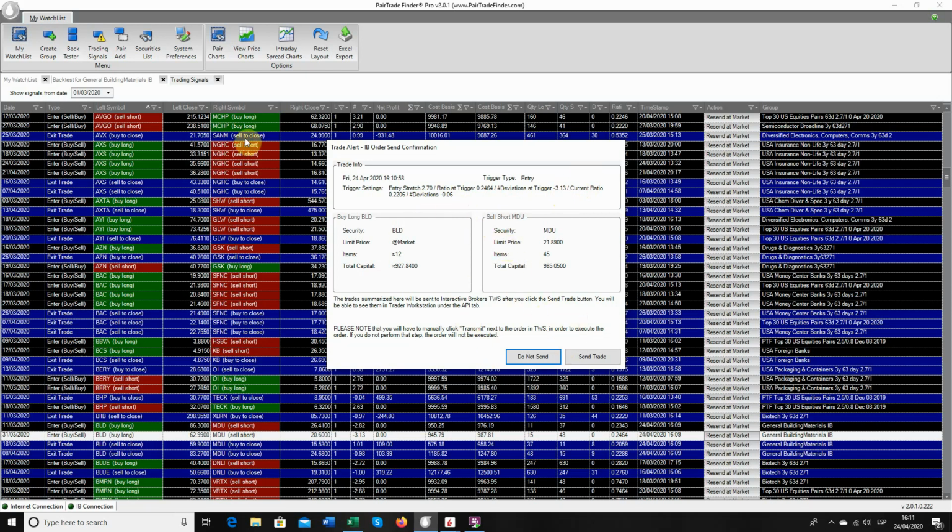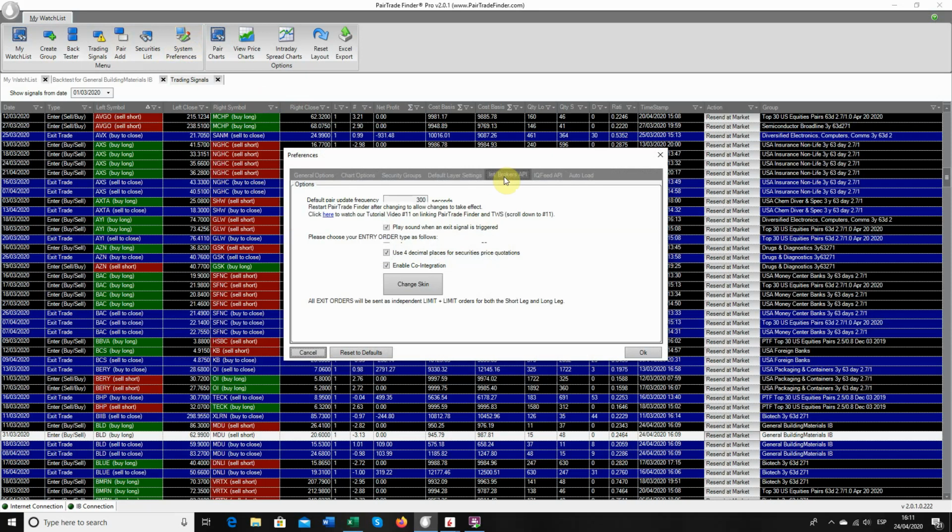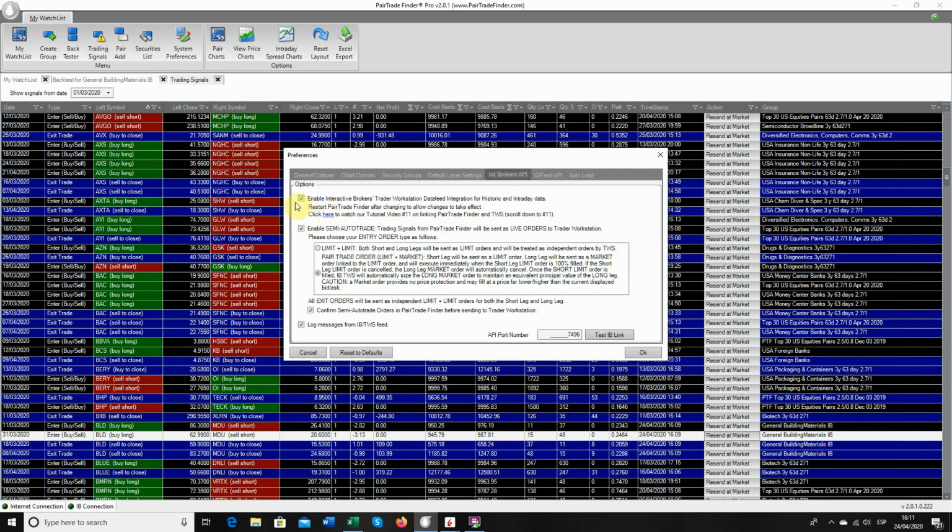Because in System Preferences, Interactive Brokers tab, you can set the semi-auto trading. Let's just not send that. I'm going to show you that right now. So you can set how you want to do it. If you go into Interactive Brokers here, first you have to check Enable Data, then you have to enable Semi-Auto Trading, and then you get to choose what type of order, limit plus limit or a pair trade order type. Here we've chosen the pair trade order type, and I will show you why.